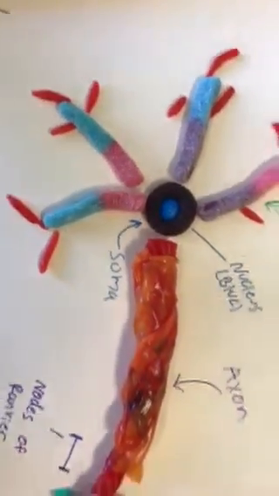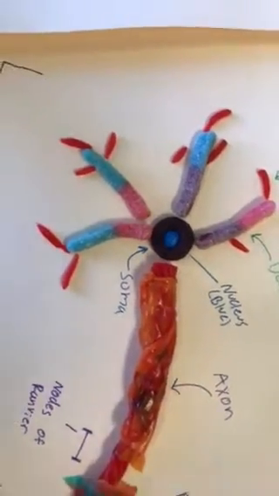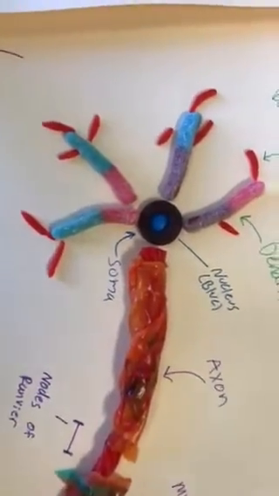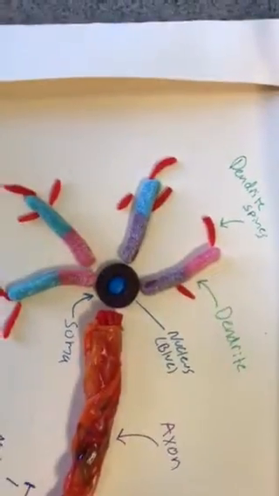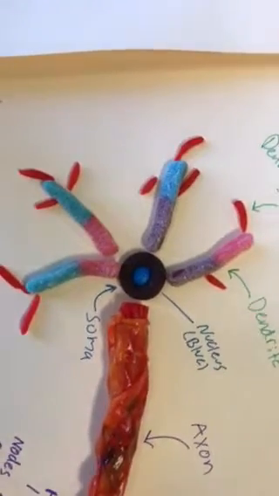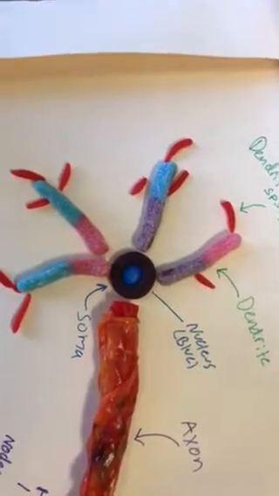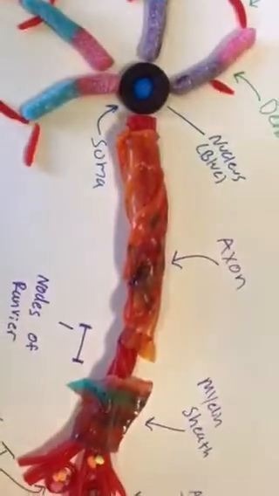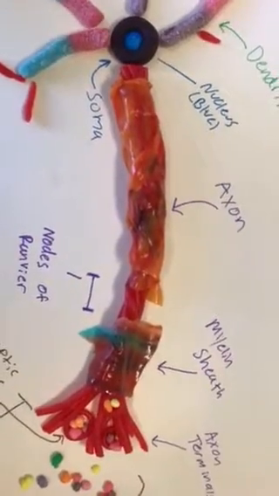Then just moving out, we have the dendrites, which are represented by the gummy worms. The dendrites receive messages that they get from the dendrite spines, which also receive messages from other neurons, and depending on what the message says or what chemicals it contains, it will want to shoot a signal down its axon. And the axon is represented by the Twizzler.